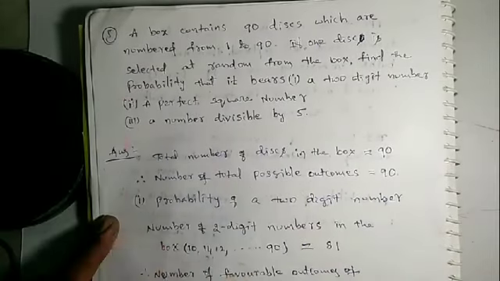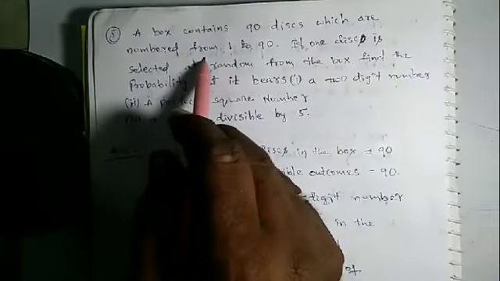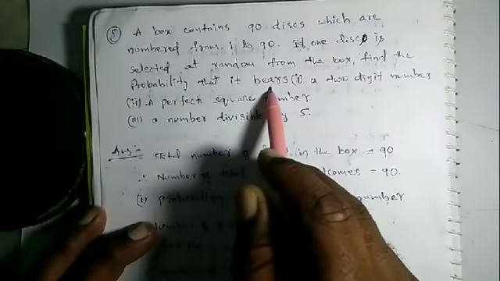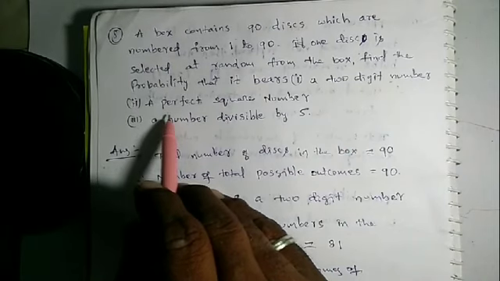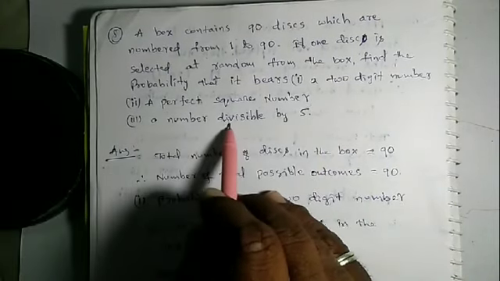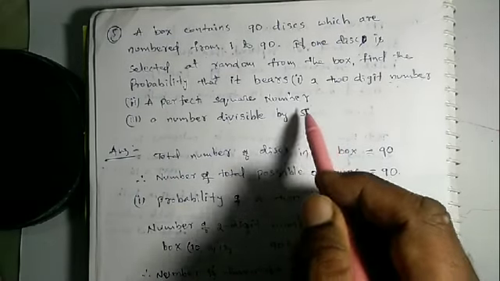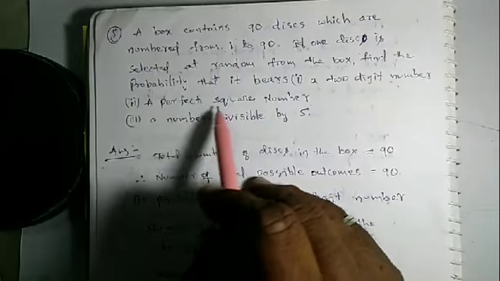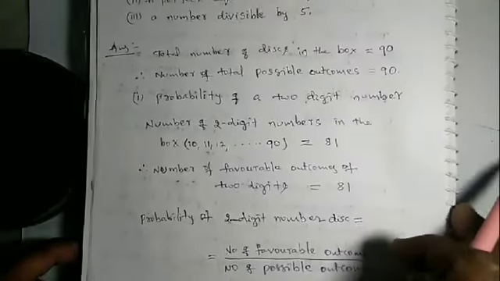This is the fifth problem. The box contains 90 discs which are numbered from 1 to 90. If one disc is selected at random from the box, find the probability that it bears a two-digit number, a perfect square number, a number divisible by 5. Okay, the total given discs are 90. This is our problem. Now we can learn how to solve the problem.